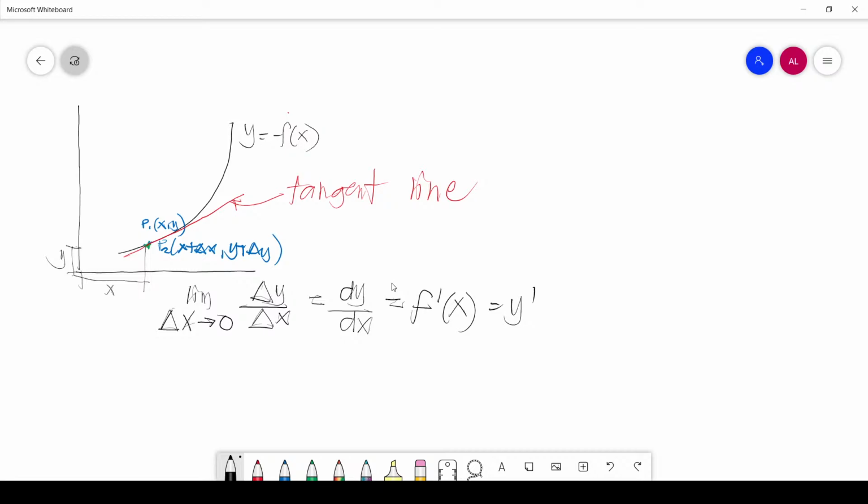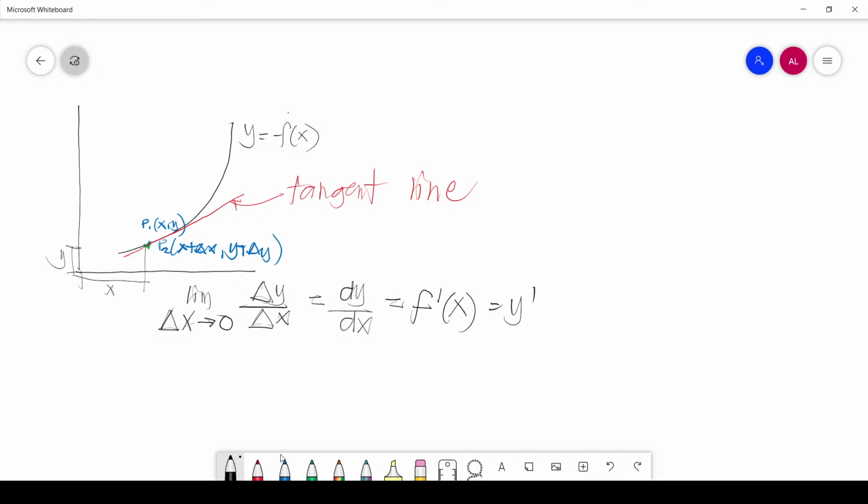Okay? So let us try to have an example. The secant and the tangent line are almost the same when delta x approaches 0. So we have a condition, ha? Okay. So let us try to have an example using different functions.